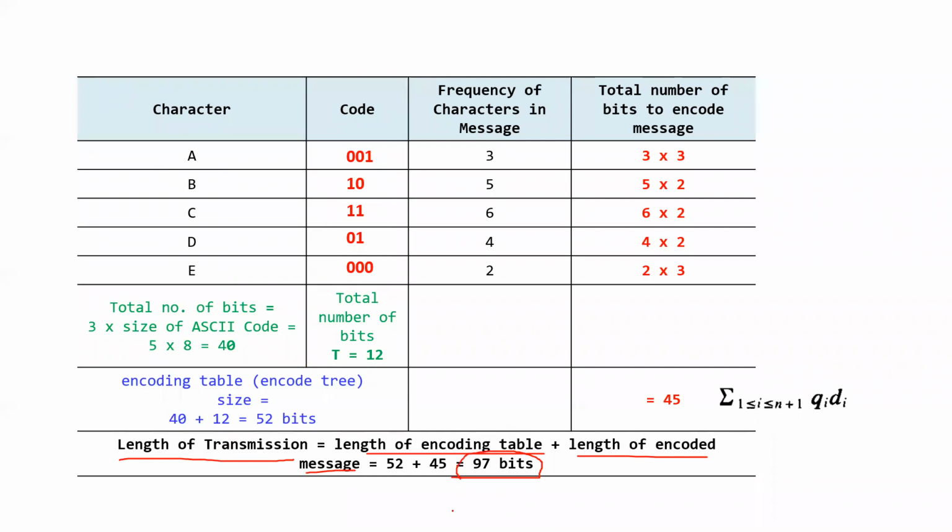If you are using Huffman coding, the given message will be transmitted using 97 bits, which is far better than using ASCII code, because if the same message of size 20 characters is transmitted using 8-bit ASCII code, then the transmission size would have been 160 bits. So instead of transmitting 160 bits, you are using Huffman code and you are transmitting the same message using 97 bits, which is a very, very efficient way of transmission.